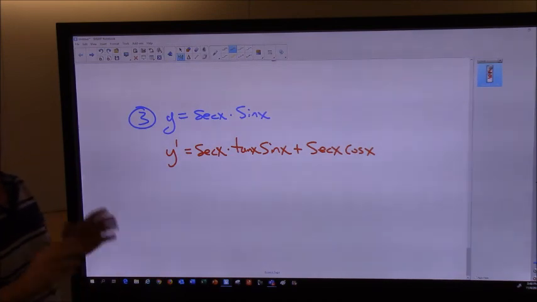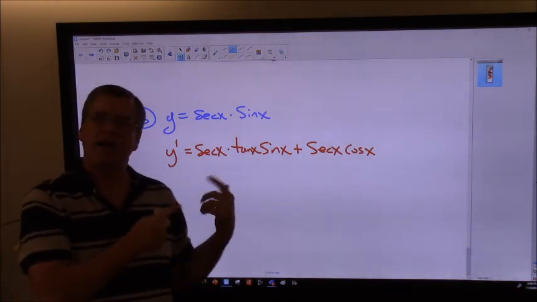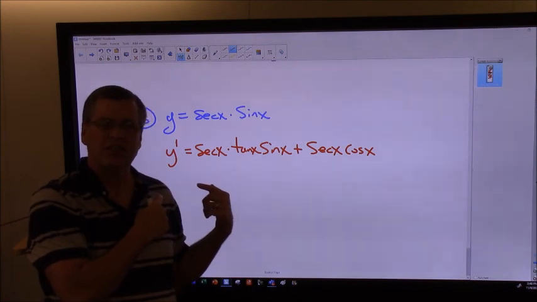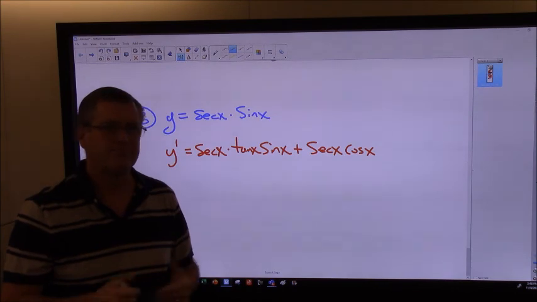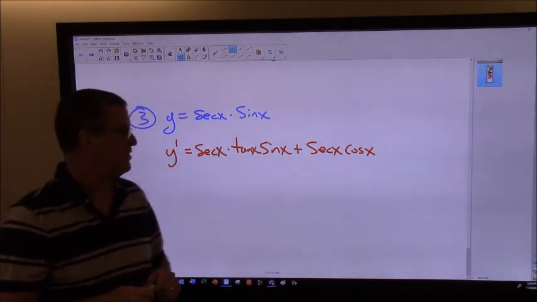Okay. Now I know you guys are going to want to ask me this question all the time. Do we have to simplify trig expressions? To me that's kind of like, do we have to simplify fractions? Yeah, we should try and simplify that.